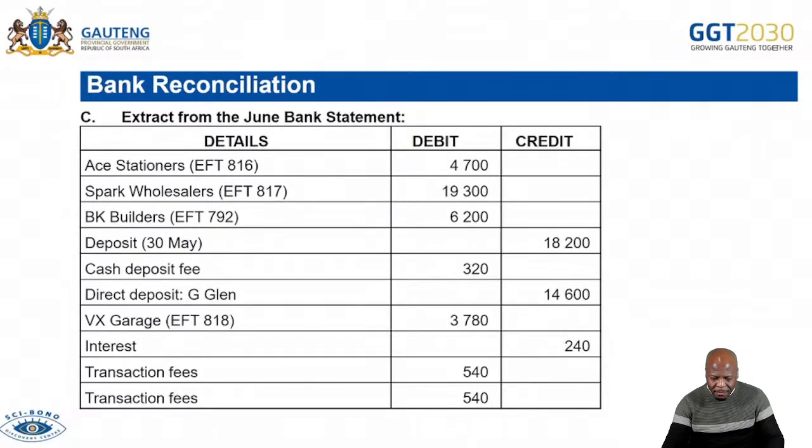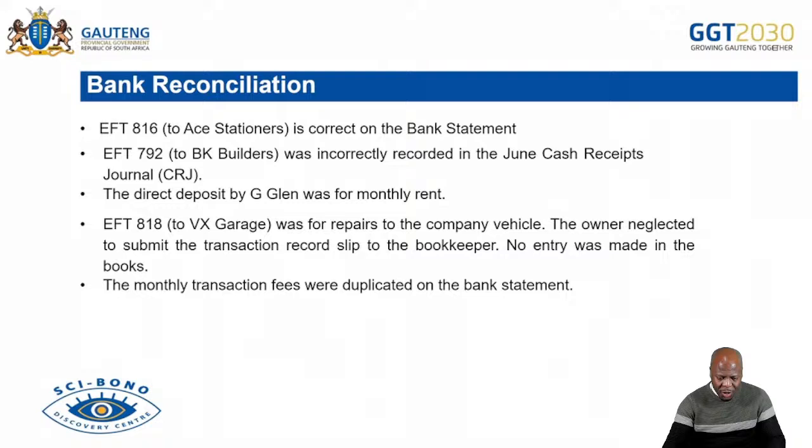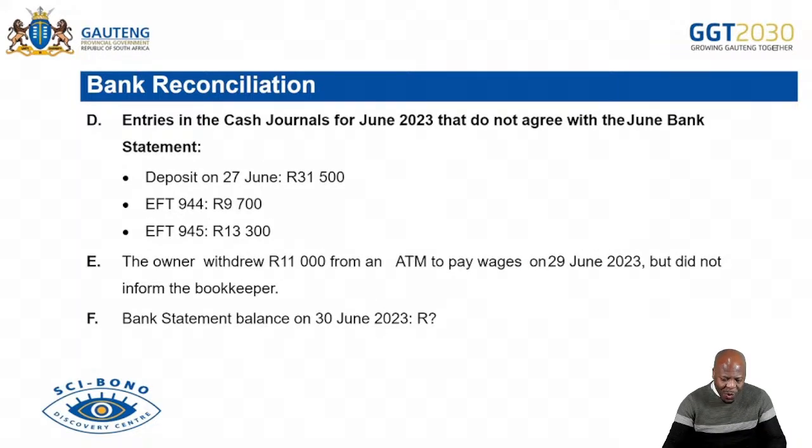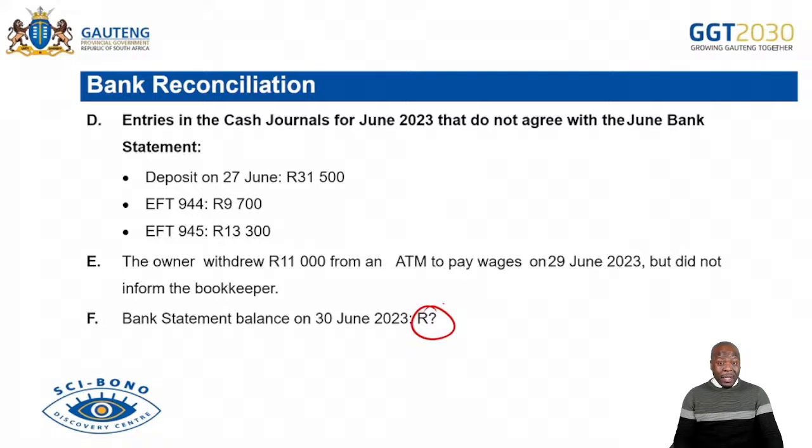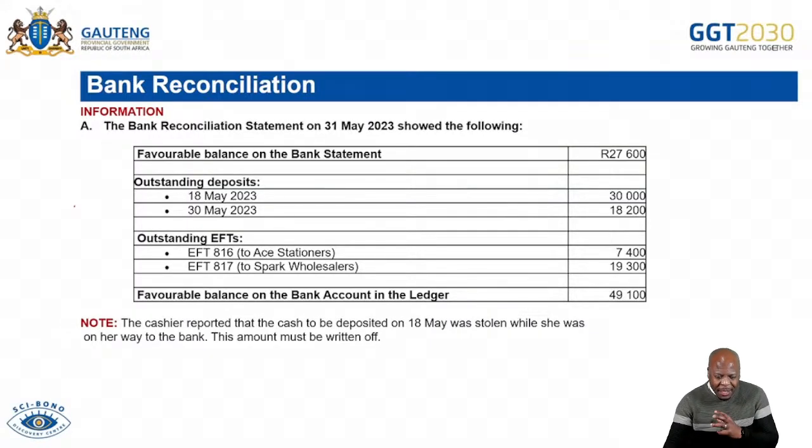Here's more information, okay? And this is the extract of the June bank statement, more information as well. And then we end up with information F. Does this look familiar? Yes, it looks more or less the same as what we've just done. So remember, this is the NSC November for the year 2023. Are you guys ready? Because I am ready. Can we do this? Okay, let's go. Now, it begins first with the previous month's bank reconciliation statement.